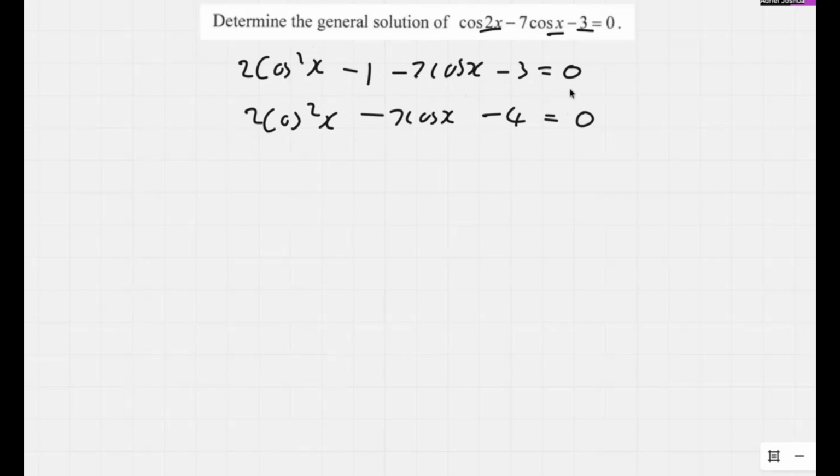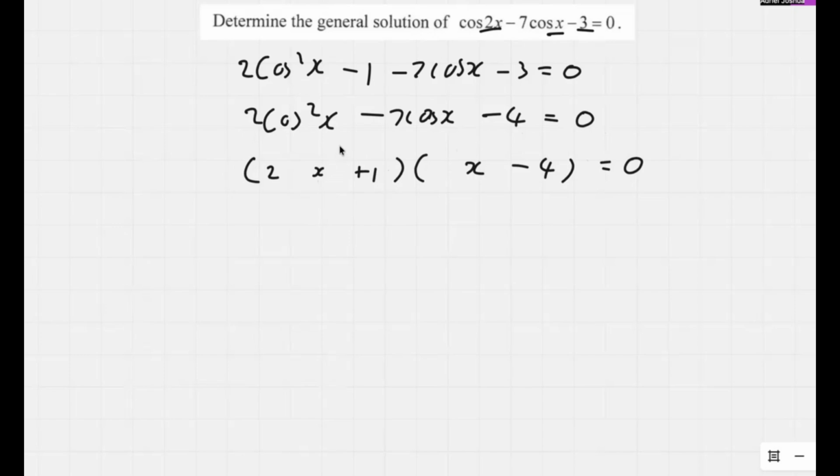Now we can see this is a trinomial, and I know a lot of people get confused with factorizing trig trinomials. But you just look at this as a normal quadratic equation where your a value is 2, your b value is minus 7, and your c value is minus 4. And if you had to do that with a normal quadratic equation, you would get (2x + 1)(x - 4) equals 0.